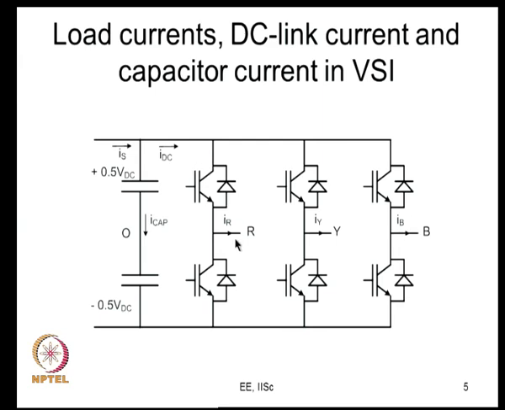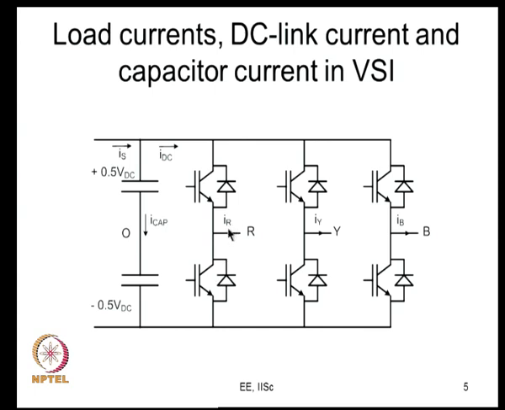So, the next question is, if this current IR is what is flowing here, what is the current through the top device, or what is the current through the bottom device? This IR flows through the top device if the top device is on. Otherwise it flows through the bottom device. That is as simple as that.